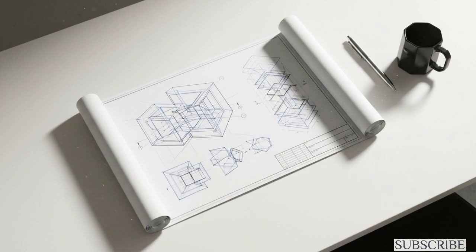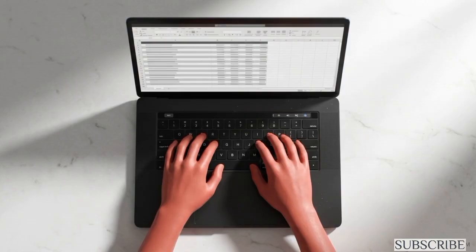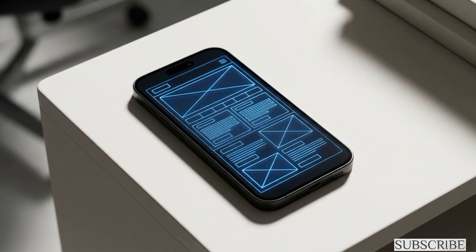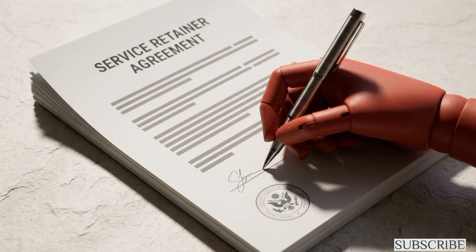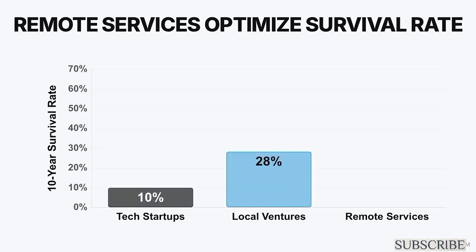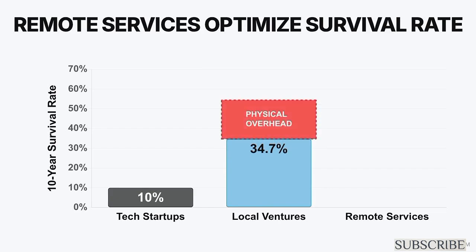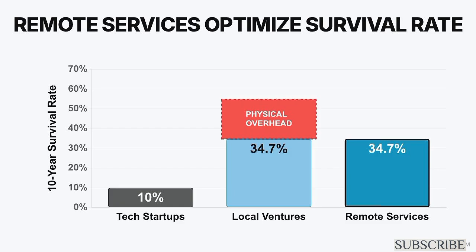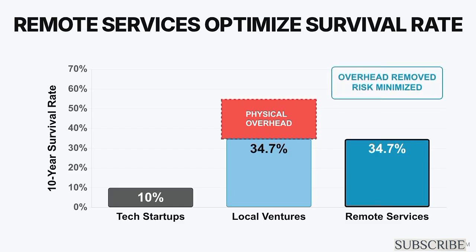You have now executed the complete operational blueprint. First, identifying a utility arbitrage. Next, launching on free infrastructure. Finally, converting into a cash-flowing retainer. Speculative tech startups face a 10% survival rate over a decade, while traditional businesses survive at 34.7%. Executing these traditional services remotely removes the physical overhead and equipment debt of local ventures, reducing risk even further.